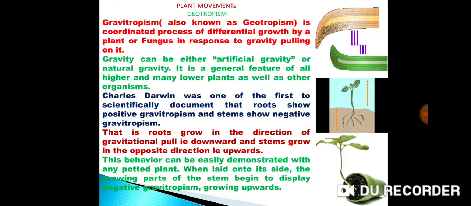Charles Darwin was one of the first to scientifically document that roots show positive gravitropism and stems show negative gravitropism. That is, roots grow in the direction of the gravitational pull, that is downward, and stems grow in the opposite direction, that is upwards. This behavior can be easily demonstrated with any potted plant when laid onto its side. The growing parts of the stem begin to display negative gravitropism, growing upwards.